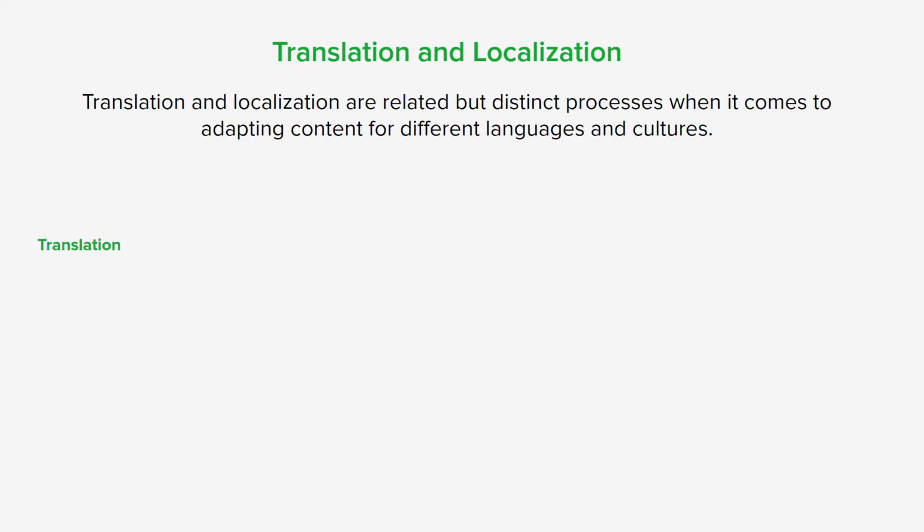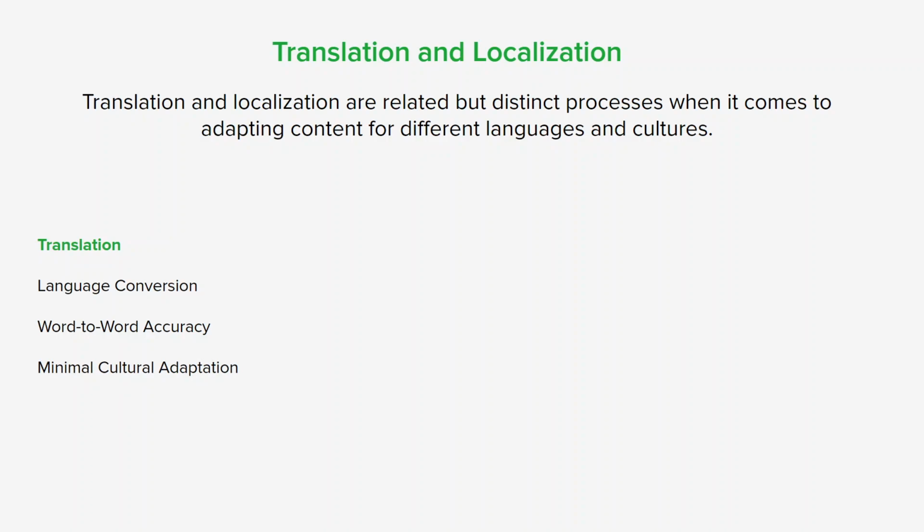So when it comes to translation, you are focusing on things like language conversions. It's primarily concerned with converting text or content from one language into another while preserving the meaning and context. It aims to convey the same information in a different language. The focus of translation is on accuracy in terms of language and grammar. Translators strive to ensure that the words or sentences are grammatically correct and semantically accurate.